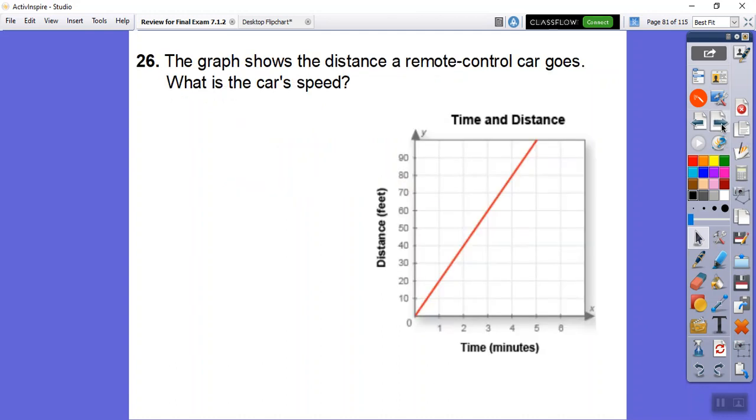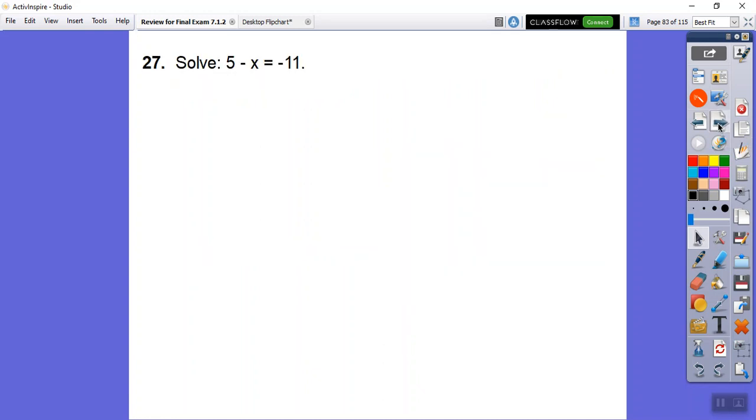Okay, here we go. This graph shows the distance a remote control car goes. So what's the car's speed? You need to find out where it is at one. Here it is at one, and then just go up to the line and go over. The distance is 20 feet per minute. So that's how fast that car goes, 20 feet per minute. It's a slow car. Must be Hot Wheels or something, I don't know.